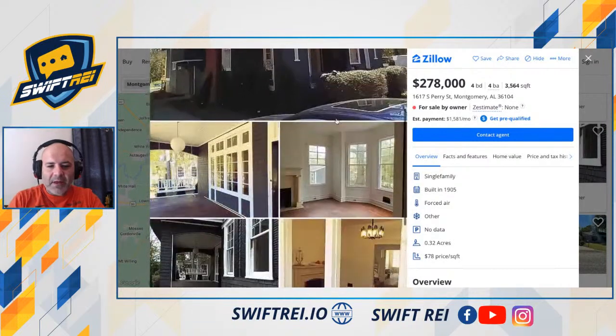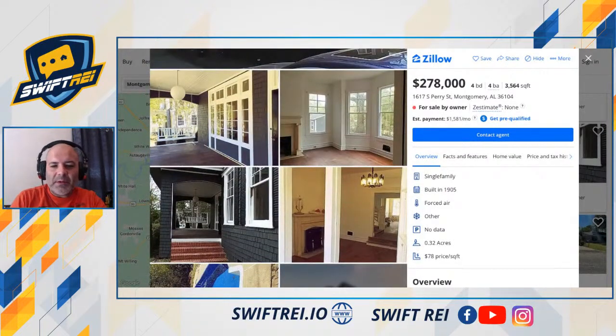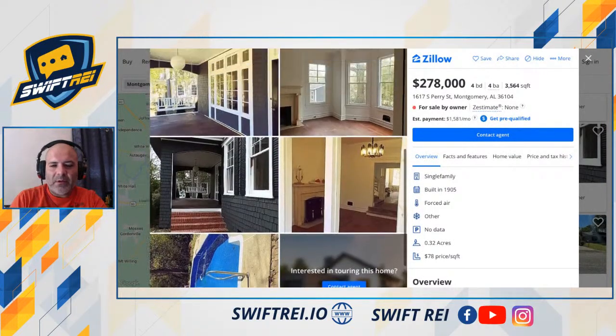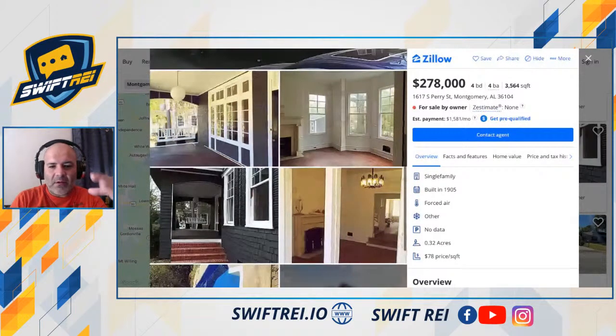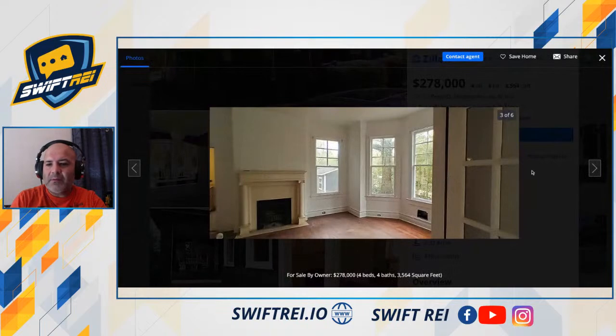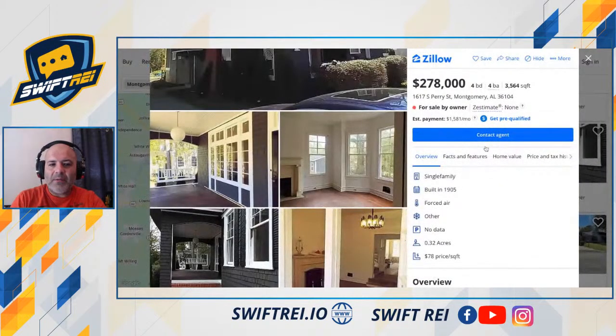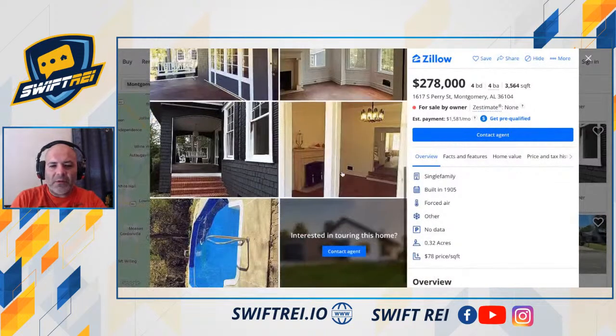It's 278,000. Now this property looks to be in decent condition, right? It's not a heavy gut. Does it look dated? Probably it's going to be dated inside, so it's going to be anywhere between light and average repair. Probably the bathrooms are going to need updating. They don't show the kitchen. Usually when they don't show the kitchen or bathrooms, you're probably going to have an average repair, because you're going to have to do updating in the bathrooms and the kitchen.